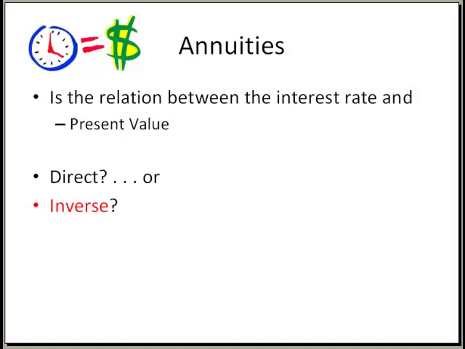Welcome back. In the last section we saw that the present value was inversely related to the time period. What did you find out about the relation between the present value and the interest rate? Was it direct or inverse? Inverse, of course. As the interest rate goes up, the present value goes down, like children on a seesaw.